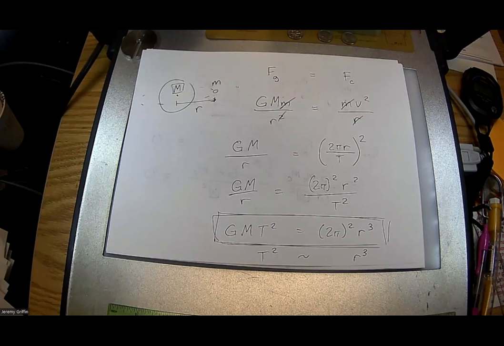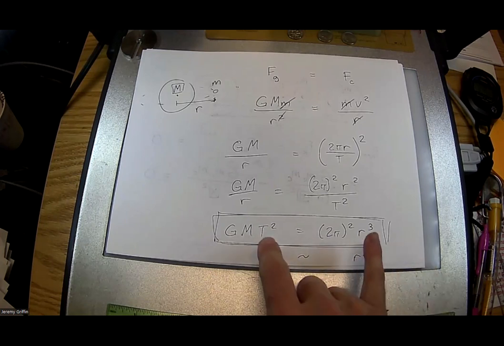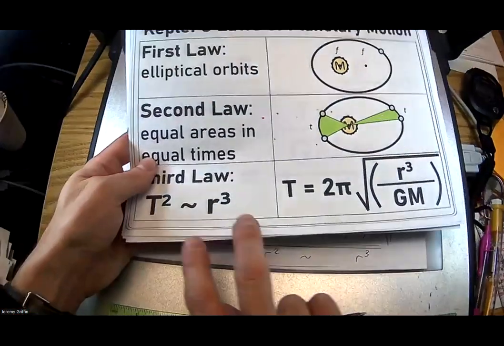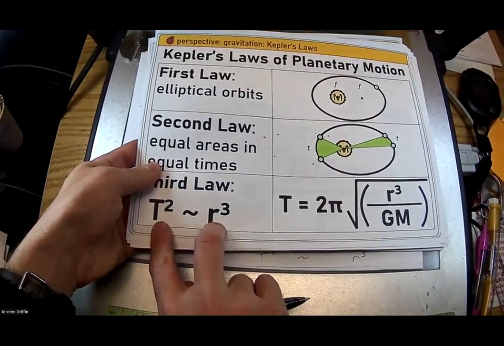All right. Look what we just showed, because G is the universal gravity constant. Mass of the planet is not changing. 2 pi, that's a constant. Look at this. The time period to go around is going to be proportional to that average distance cubed. Hey, isn't that exactly what Kepler found empirically by looking through a bunch of data?